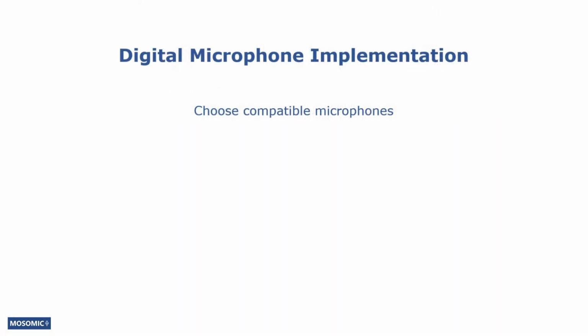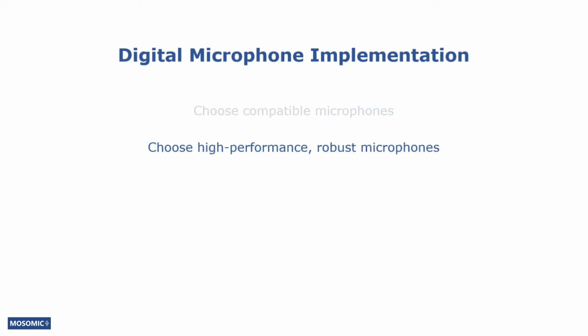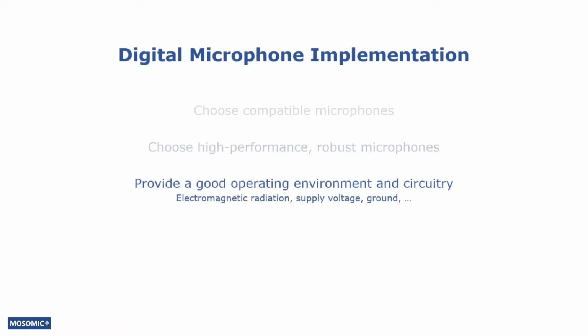Even if implementing a digital microphone is easier and simpler than implementing an analog microphone, the basic principles for both implementations are still pretty much the same. The microphones must be electrically compatible with the way they are implemented into the device. The microphone components must be carefully chosen to make sure their performance and robustness are good enough for the system. The implementation should provide the microphone a good operating environment and circuitry that enables getting the best possible performance out of the microphone.